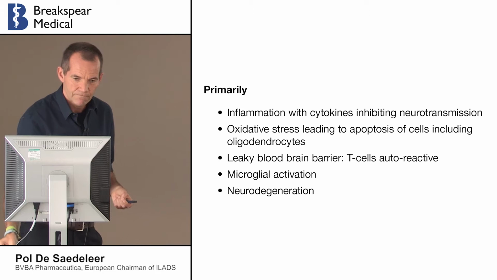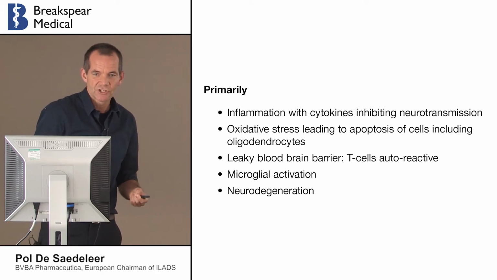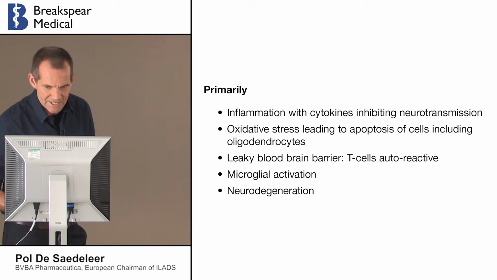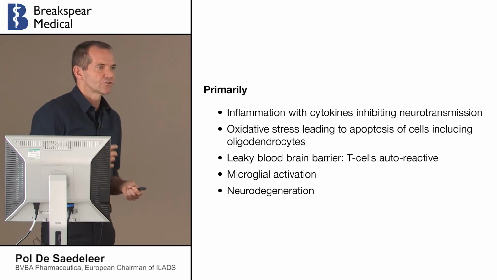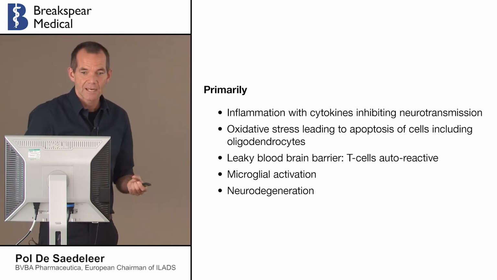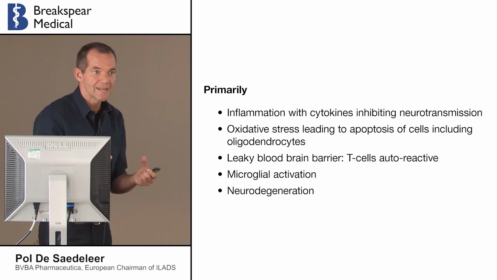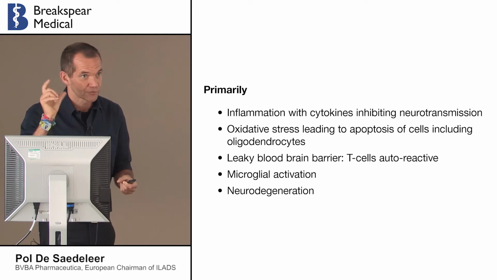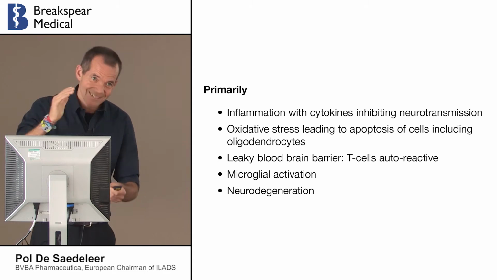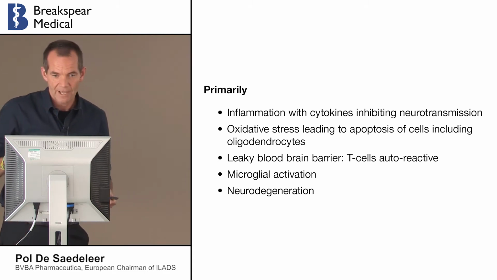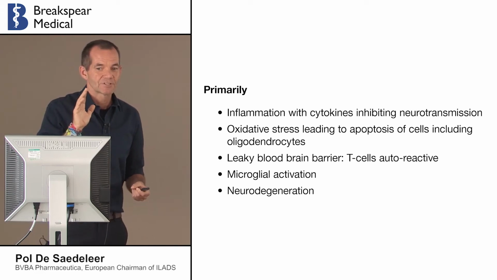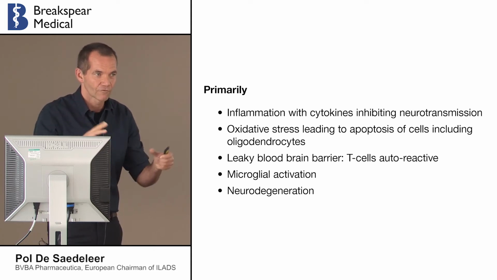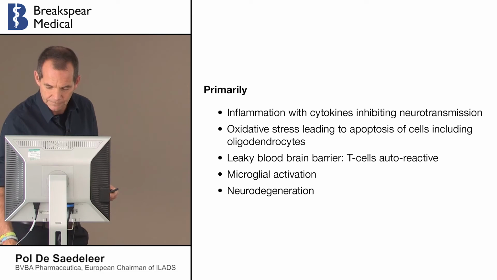So primarily, we have in MS a situation with many cytokines. It's one big inflammation. We have oxidative stress causing damage, and also damage to the cells that make the myelin. The oligodendrocytes, they make the myelin, and they also got damage. It's the situation where the blood-brain barrier gets leaky, so T cells gain entry to our brain and damage. There is microglial activation, and it's, of course, one big neurodegeneration.